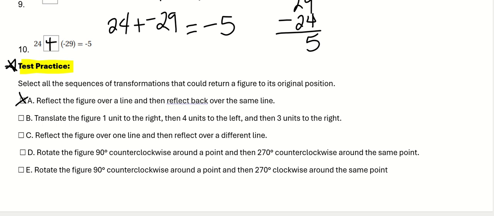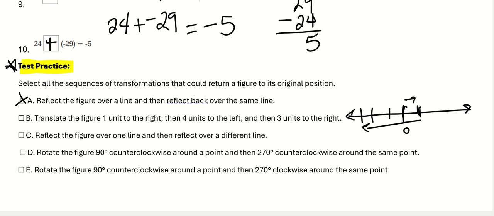So next one says translate the figure 1 unit to the right. So I'm going to draw a number line because that will help us since we're going right to left. Okay, so let's start at 0. I'm going to go 1 to the right. Okay. Here I am. 4 to the left. 1, 2, 3, 4. Oh, there we go.